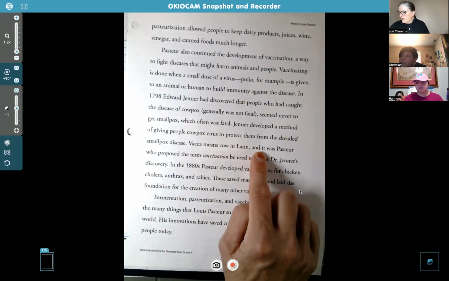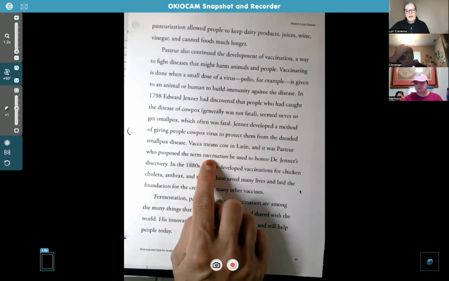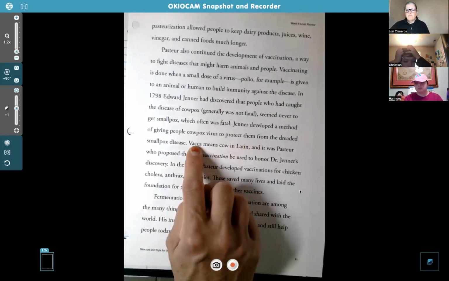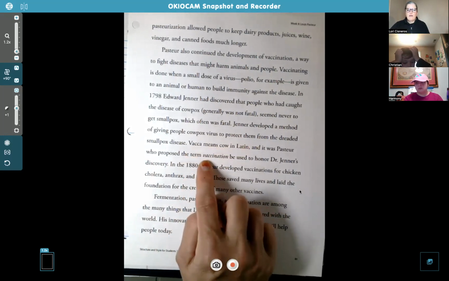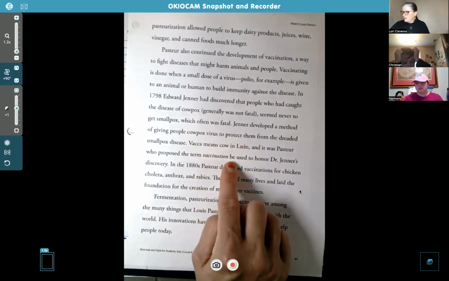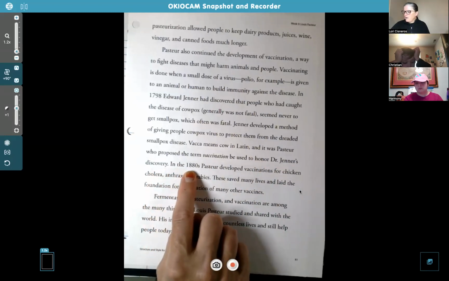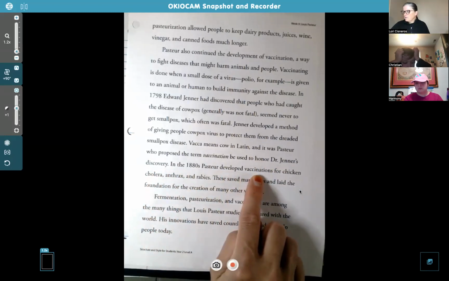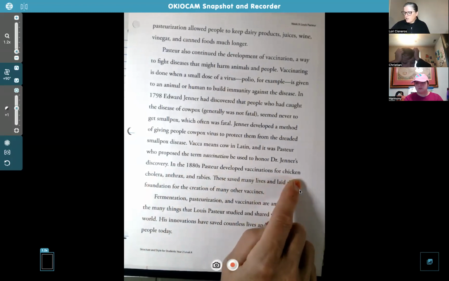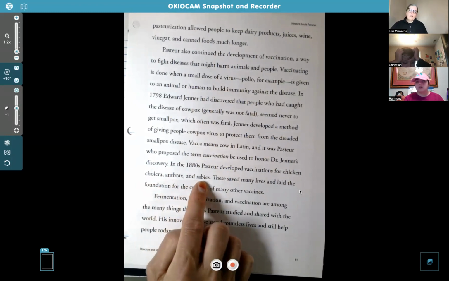Okay, I'm going to keep going though. And it was Pasteur who proposed this term, vaccination. That's where it comes from. Vaca means cow in Latin. So vaccination, that's the first part of the word. It was used to honor Dr. Jenner's discovery. In the 1880s, Pasteur developed vaccinations for chicken cholera, anthrax, and rabies.